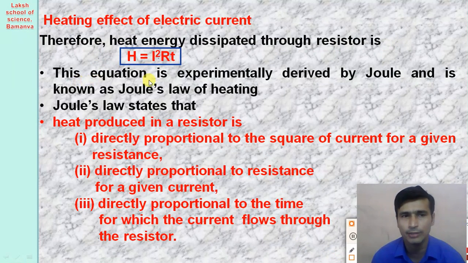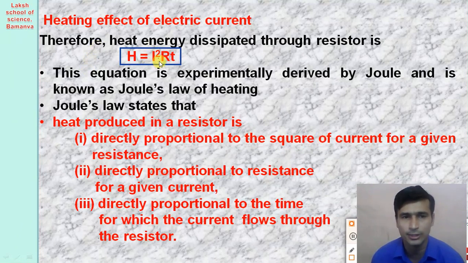This equation was experimentally verified by the scientist Joule. That's why it is known as Joule's law of heating. Joule's law states that the heat produced in a resistor is directly proportional to the square of the electric current passing through the resistor.